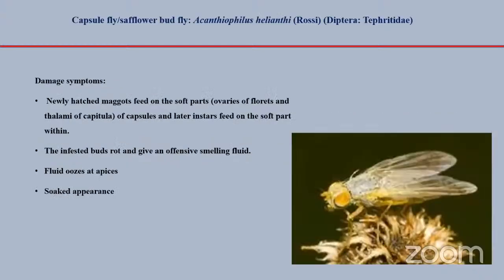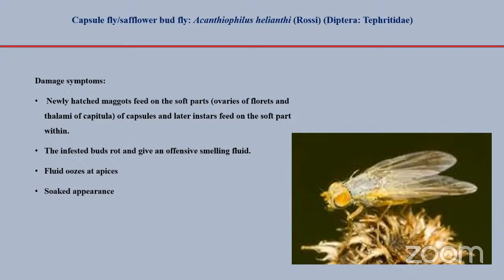So next is another important pest, that is the capsule fly or safflower fly. The scientific name of this pest is Acanthiophilus helianthi, which belongs to the family Tephritidae. This is an important question they may ask in any of the competitive examinations. Tephritidae means it belongs to the order Diptera. They are known to affect the floral parts of the plant. First, the newly hatched maggots will feed on the soft parts like the ovaries of the florets or the thalamus of the capitulum. Then later they will feed on the soft parts within.